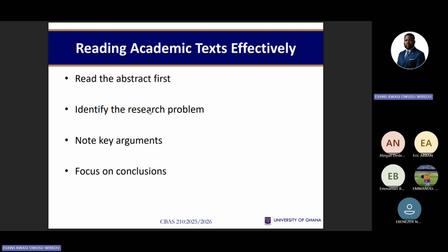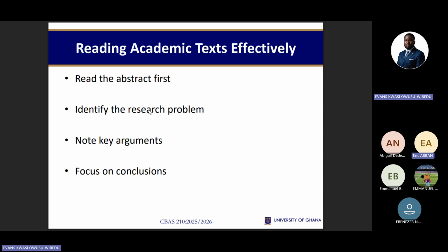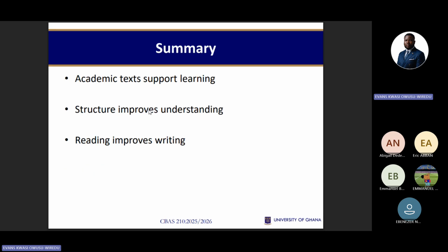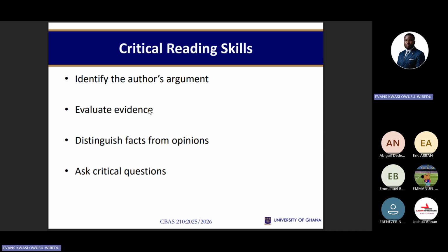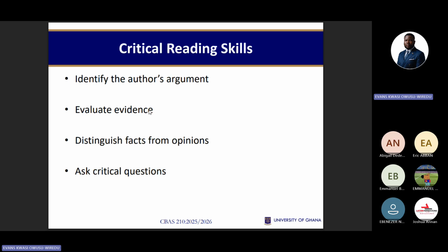So that means I identify the author's argument. And then the next one is what? Critical reading: evaluate evidence. So the evidence that has been given, focus on conclusion. You get it? You weigh the opposing sides, and then you see how their arguments, as I was saying, are opposing each other. You get it? Then you make your own judgment.